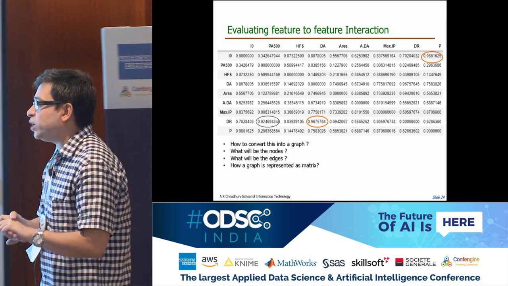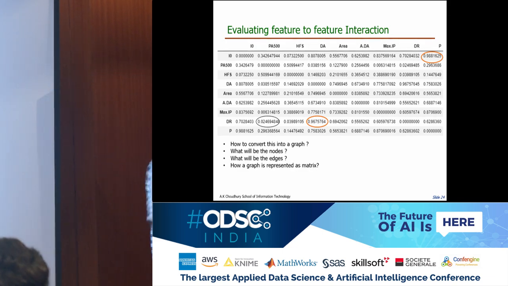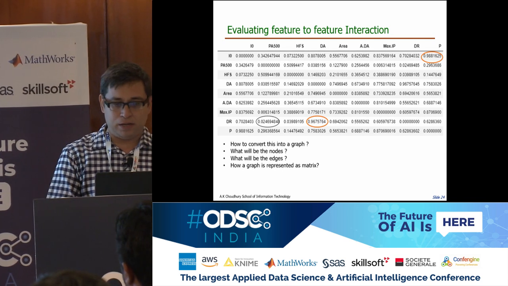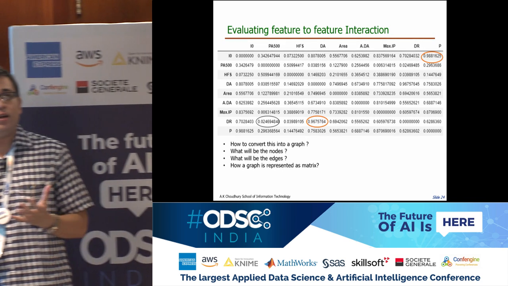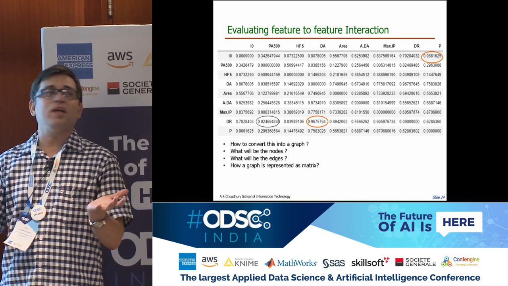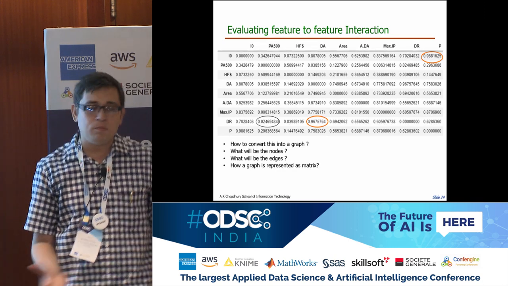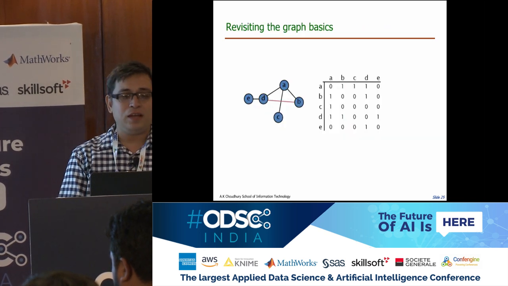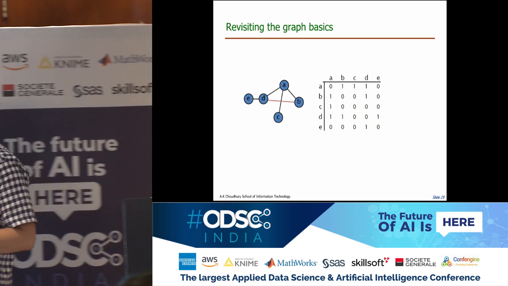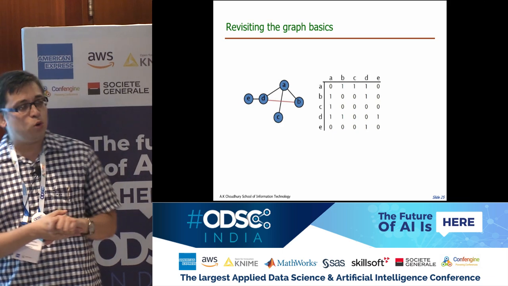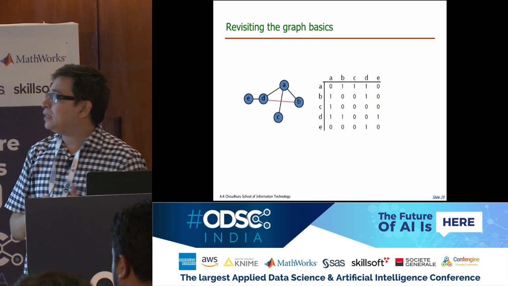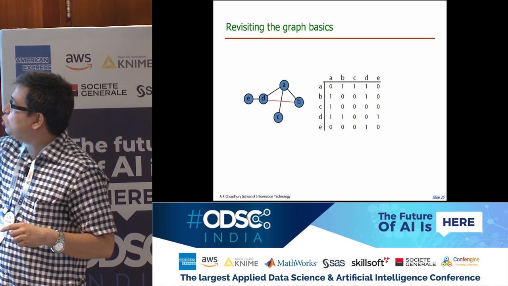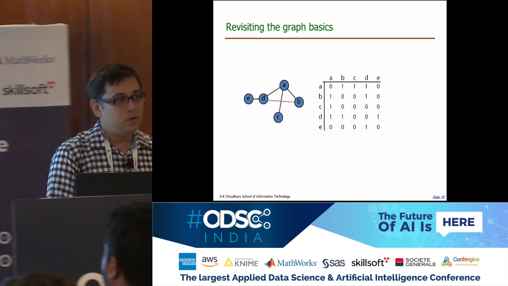Perfect. So how to convert this into a graph? What will be the nodes and edges, and how is a graph represented as a matrix? Some of you may not be from a computer science background, but generally we use a graph whenever there is a relationship. Social networking is the typical example, where you show relationships in terms of graphs. And how is a graph typically represented in a matrix? In terms of an adjacency matrix. You have as many rows and columns as you have nodes, and one means that there is an edge from A to B. So wherever there is one, that means there is an edge, like between D and E if you see the fourth one.